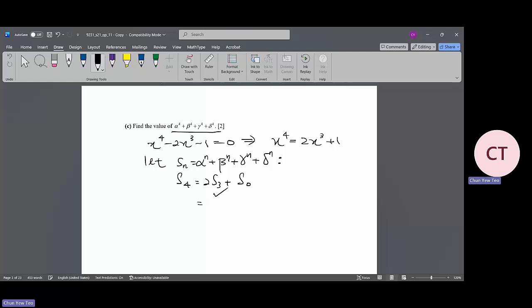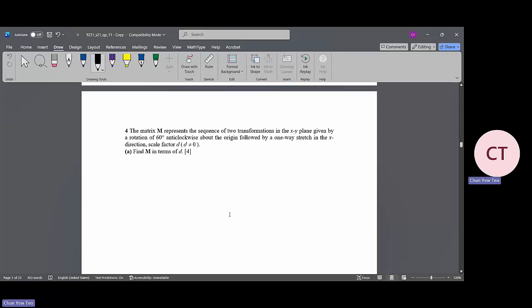I already have S3. Okay, S0 is nothing difficult. S0 is 4. So over here, we will have 2 times 8 plus 4, and you get 20. Done. This will be the answer for number 3C. Moving on, we have question number 4.